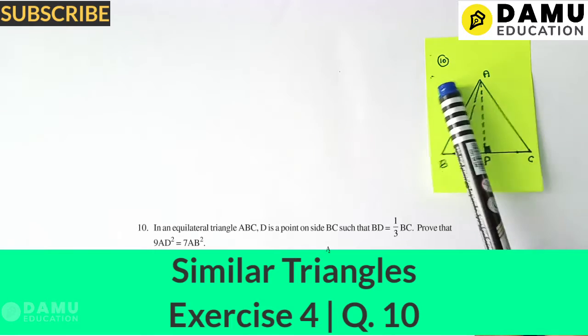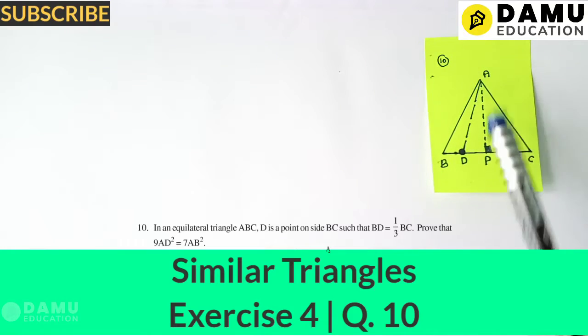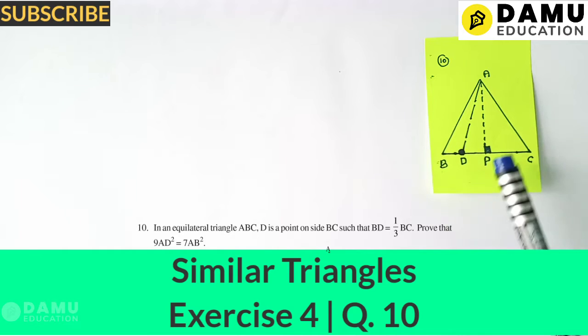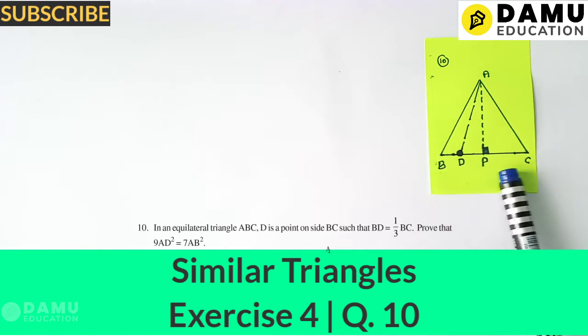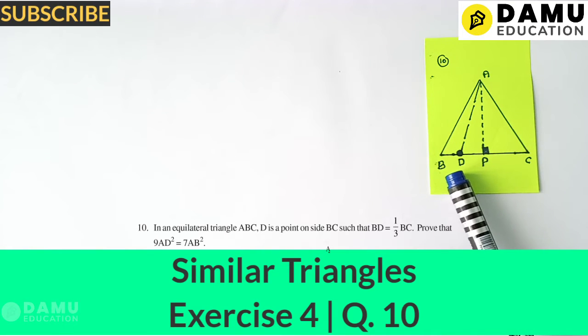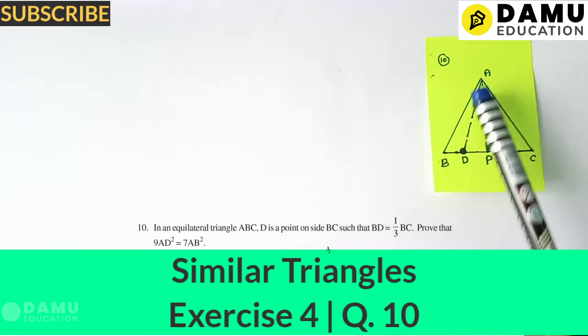So in this module, we are going to discuss our 10th question. What is that here? In an equilateral triangle ABC, all the sides are equal in length. D is a point on BC such that BD is equal to 1/3 of BC. So if you divide BC into three parts, BD will occupy one part of the three. Prove that 9AD square will be equal to 7AB square.